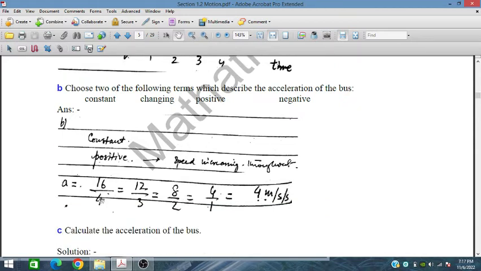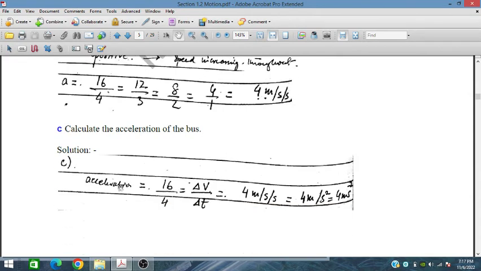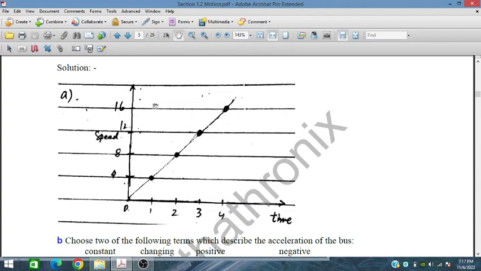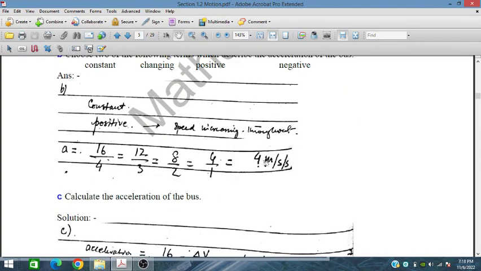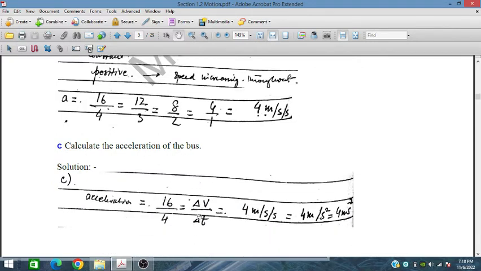So acceleration is 16 by 4, 12 by 3, 8 by 2, 4 by 1. All are 4 meters per second squared. Calculate the acceleration of the bus. Here the acceleration is 16 divided by 4, so this is 4 meters per second squared. The acceleration of the bus is from 0 to 16 divided by time. Overall time is 4, so this is 4 meters per second squared.